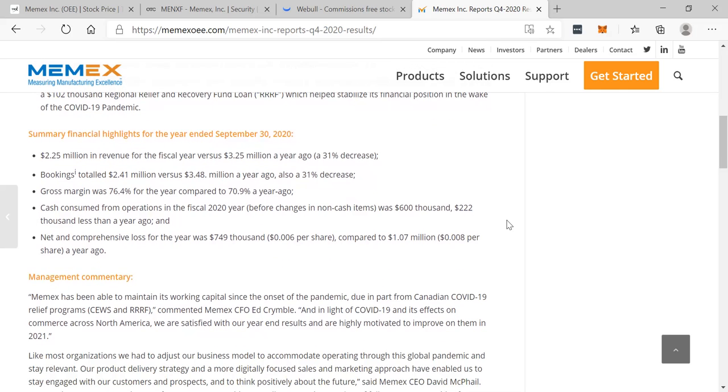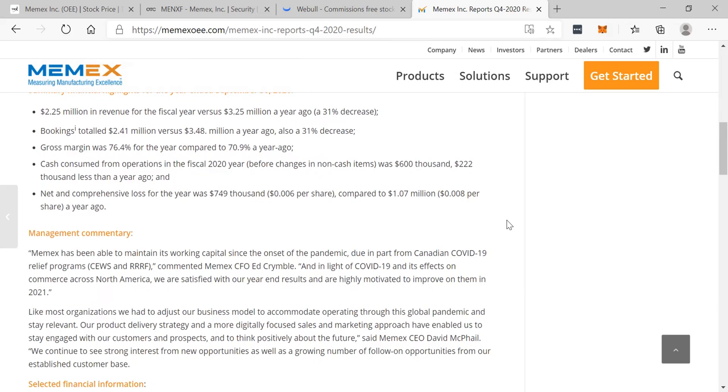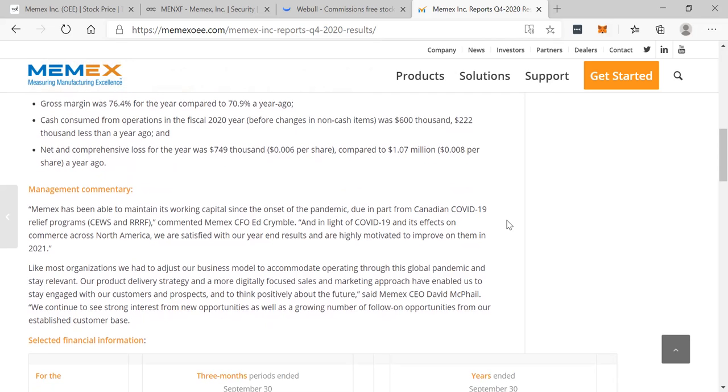So let's just take a look at the summary financial highlights for the year ended September 30th, 2020. $2.25 million in revenue for the fiscal year versus $3.25 million a year ago, a 31% decrease. Bookings totaled $2.41 million versus $3.48 million a year ago, also a 31% decrease. Gross margin was 76.4% for the year compared to 70.9% a year ago.